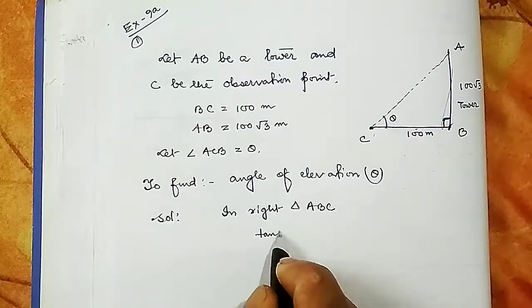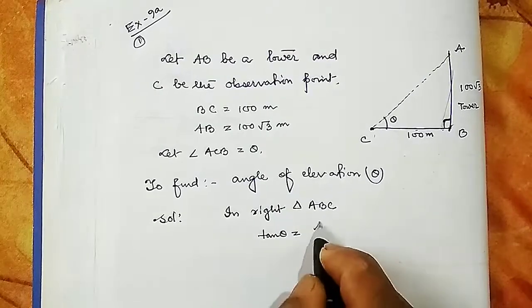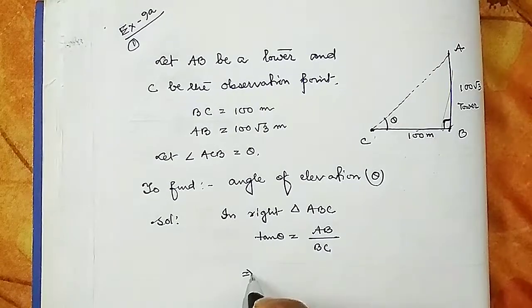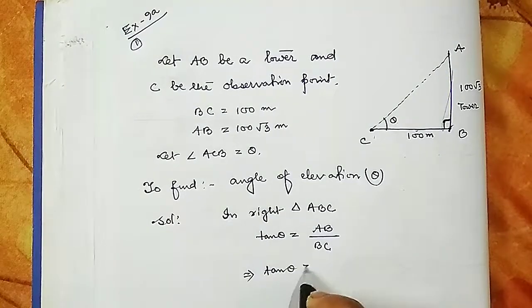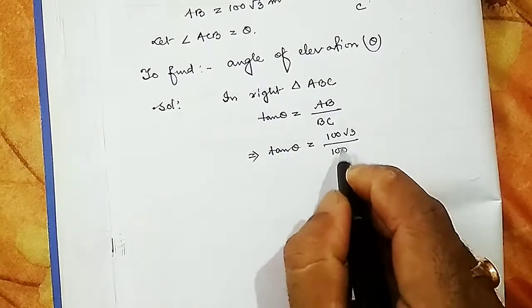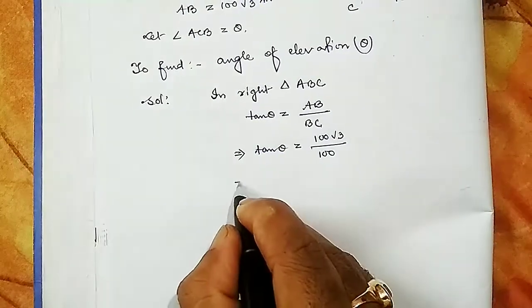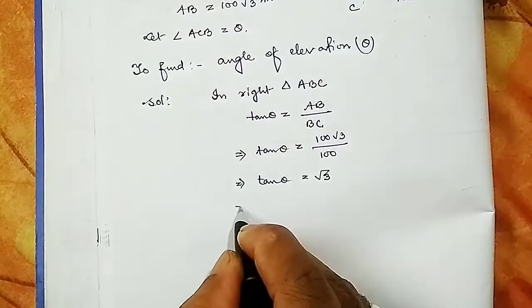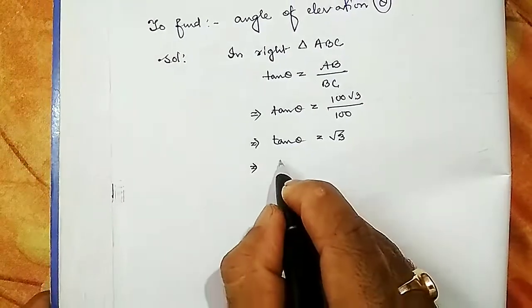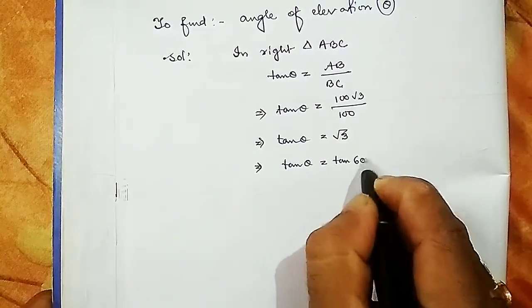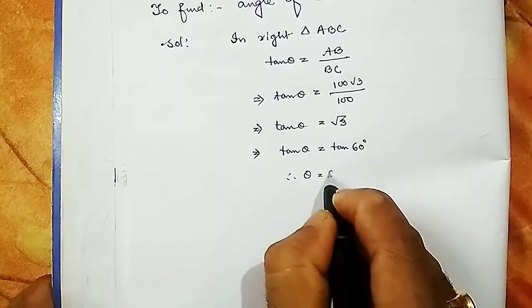So tan theta equals, we know, AB by BC. Now tan theta is not known, so you can write tan theta equals AB by BC, AB is 100 root 3 by 100. Here 100 and 100 cancel, so we get tan theta equals root 3, and from the knowledge of the trigonometric table we know tan 60 is root 3, so we can write tan of 60 degrees, therefore theta equals 60 degrees.